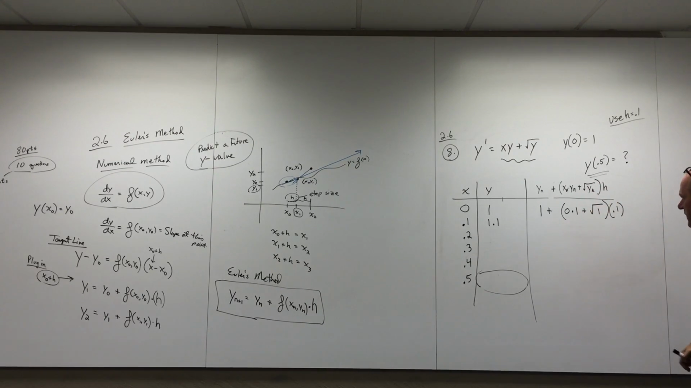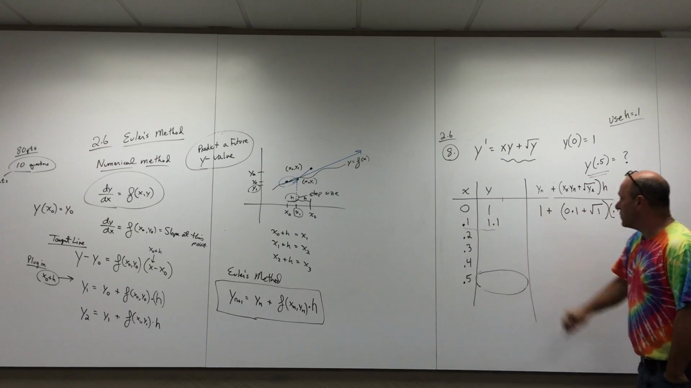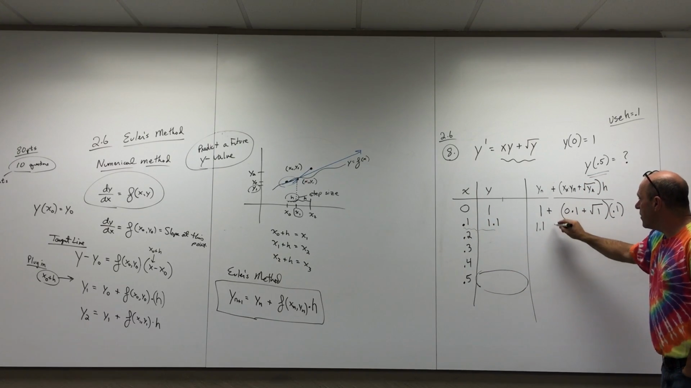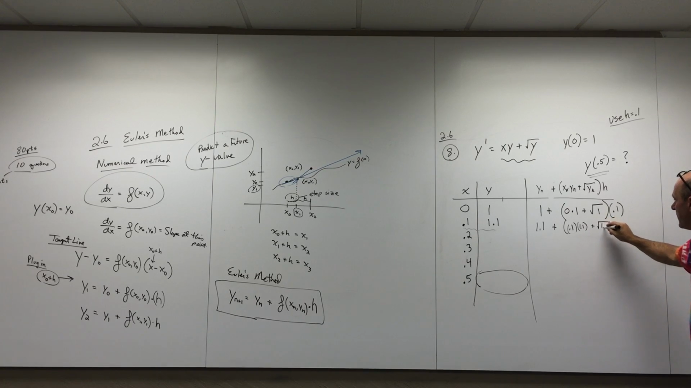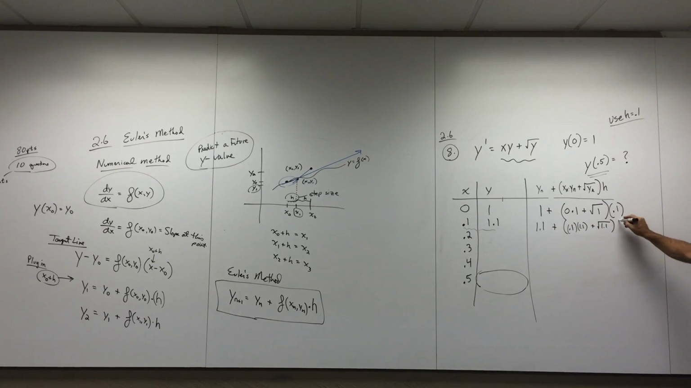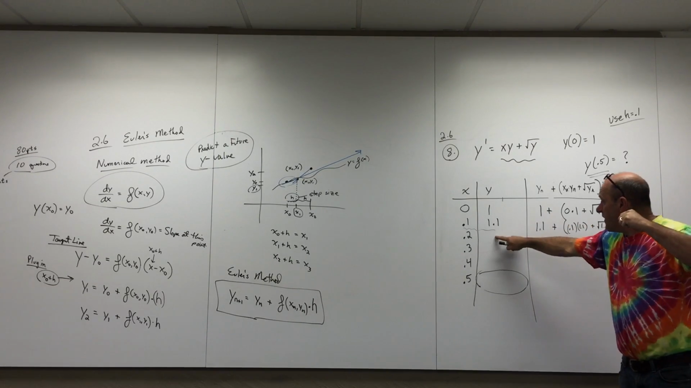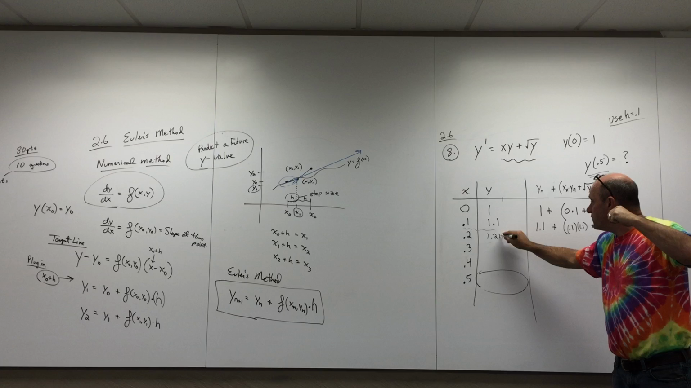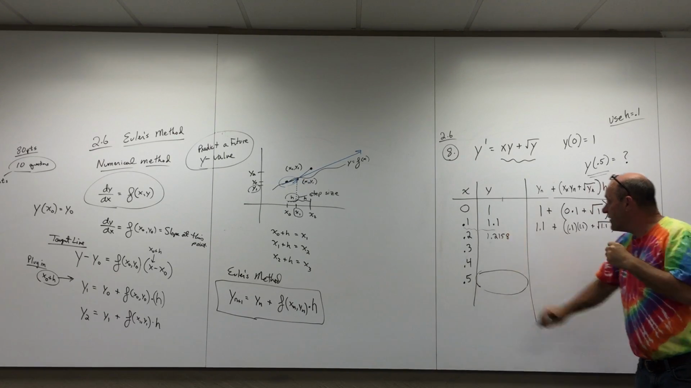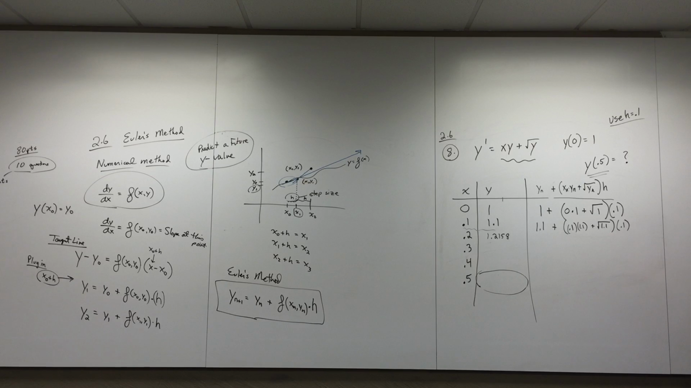All right, here I go. To predict the next y value, I'm going to do Euler's method now. I plug in the previous y value, which is a 1, plus the 0 and the 1 plugged into the f. Now, what is the f? The f is the right-hand side of the DE. The f is basically the slope. And so here I go, plugging in a 0 and a 1: 0 times 1 plus the square root of 1. And then that's all times h. And what's h? 0.1.